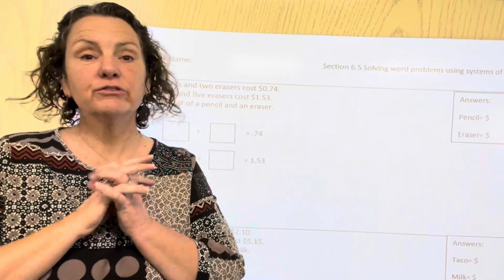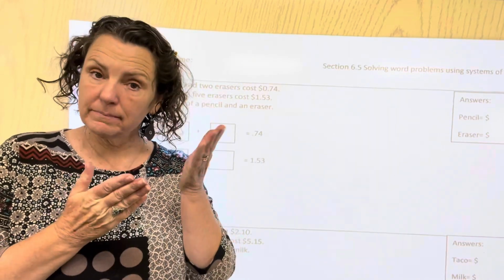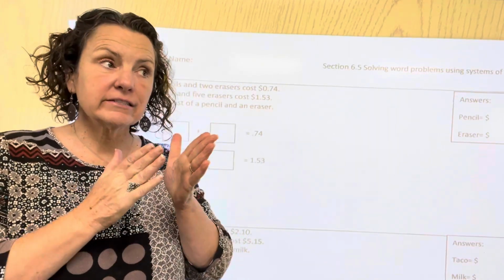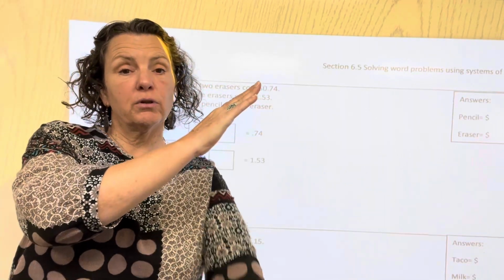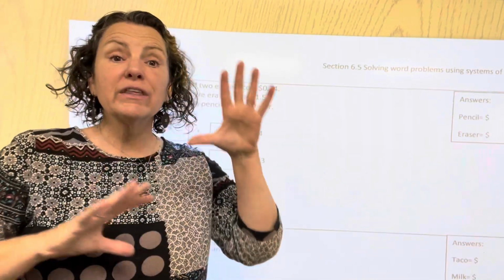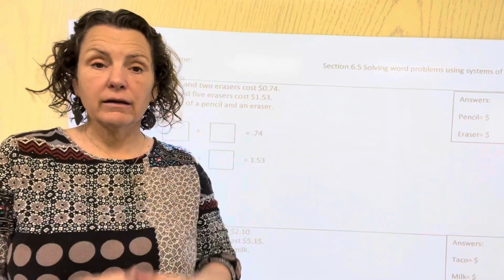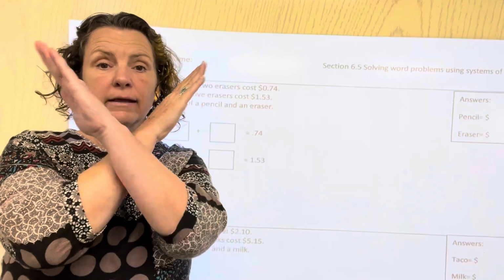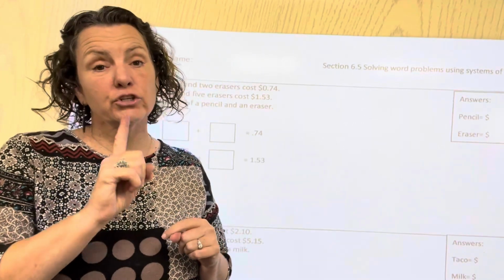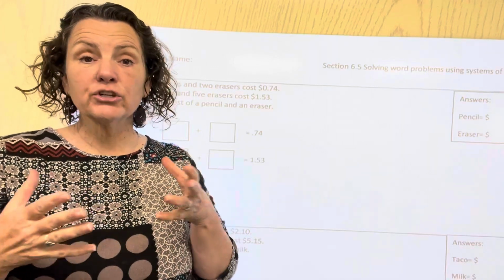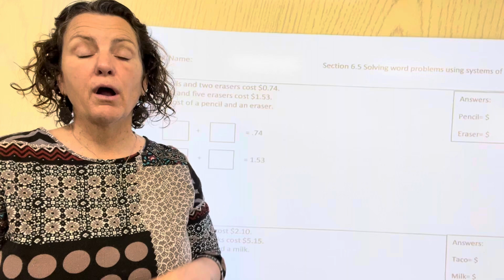So we're going to start a new section of Chapter 6. Chapter 6 is on something called systems. We have worked on systems of inequalities, so that's where we graphed two lines, and we looked for the double shaded area. Now we don't have shading. We just graph two lines and see where they intersect. So there'll be one intersection point, and that intersection point is the answer. It's the solution to the problem.